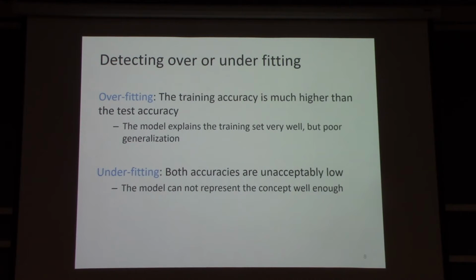So let's talk about over and underfitting. Just to remind you, overfitting is a situation where your training accuracy is much higher than the test or generalization accuracy. And what this means is your model is able to explain the training set very well, but you've ended up with a classifier that really does not generalize to future examples. And if you remember, learning is all about generalization, so overfitting is poisonous. Underfitting is the situation where both training and generalization accuracies are low, which means your hypothesis space that you've chosen is poor, and it cannot represent the true concept.